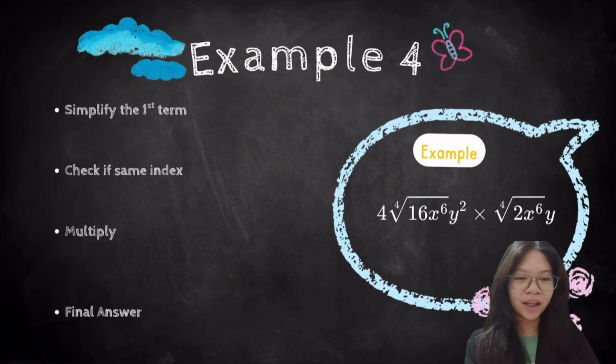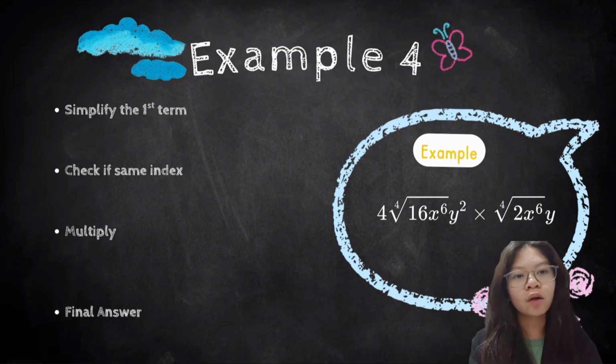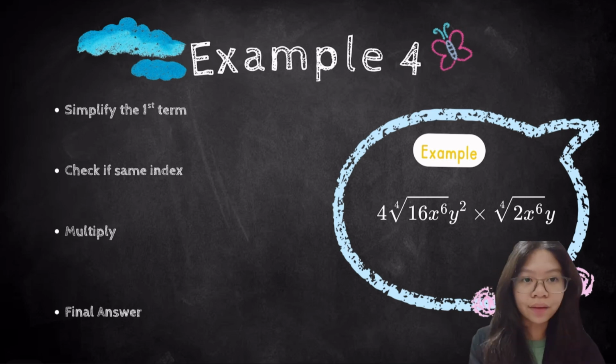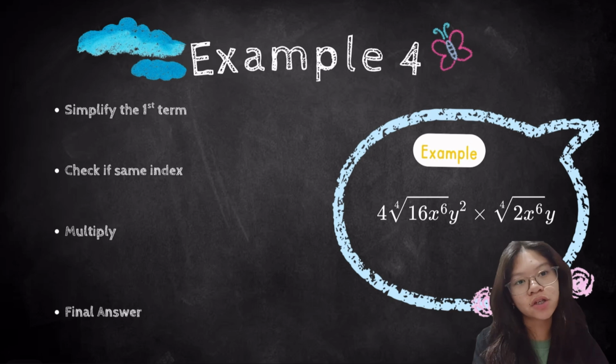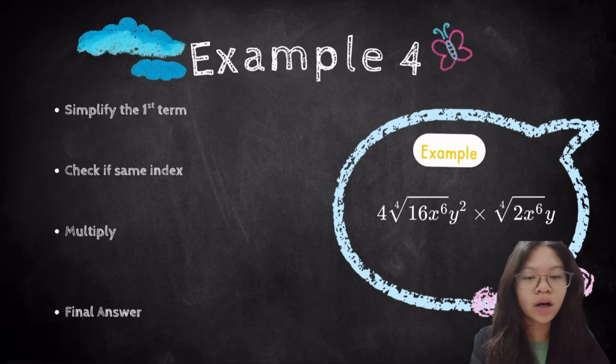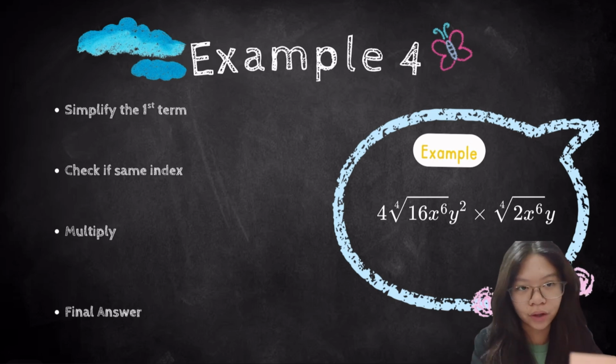Good day, my name is Selena Uy, and I will be explaining the last example for multiplication of radicals. For our equation, it is 4 times the fourth root of 16x raised to 6 y squared multiplied by the fourth root of 2x squared y. Since our terms have the same indices, we don't need to make it any more complex. What we need to do is to simplify the terms.